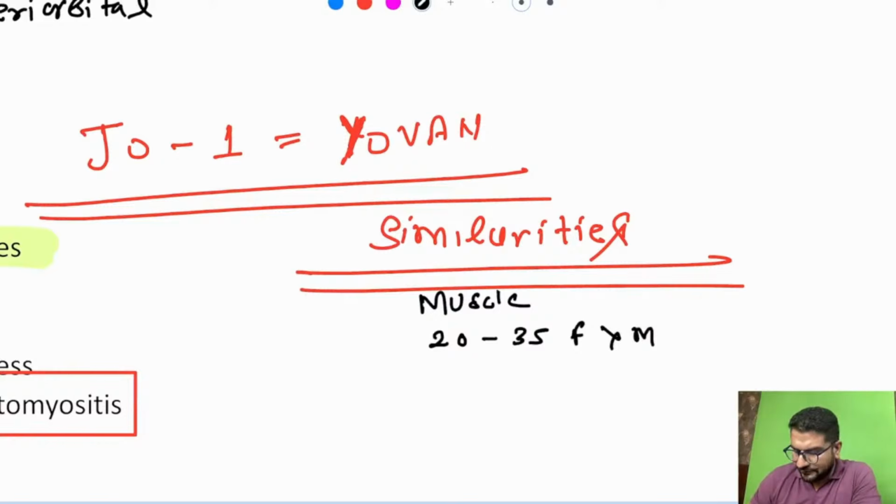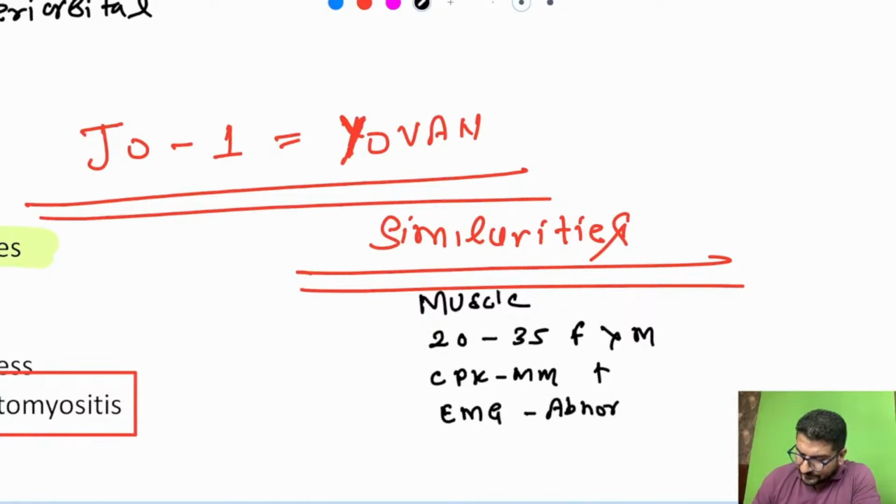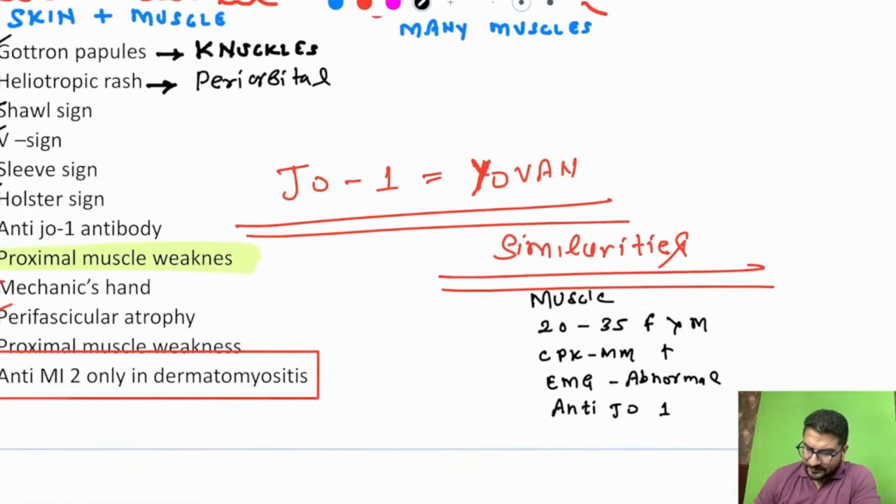Females are mainly affected. Then you will notice that in both diseases muscle is involved. So muscle टूटेगी. So muscle से क्या निकलेगा? CPK MM. So in both cases CPK MM will increase. So both are having a muscle problem. In both cases electromyography will be abnormal. And remember, in both cases you will see which antibody? Anti-Jo1. So these are the similarities. Just remember anti-Mi2 is seen only in dermatomyositis.